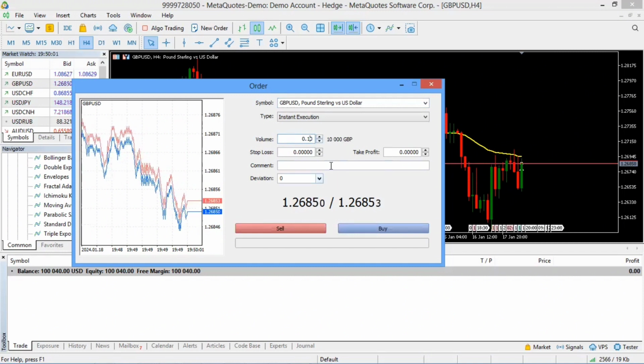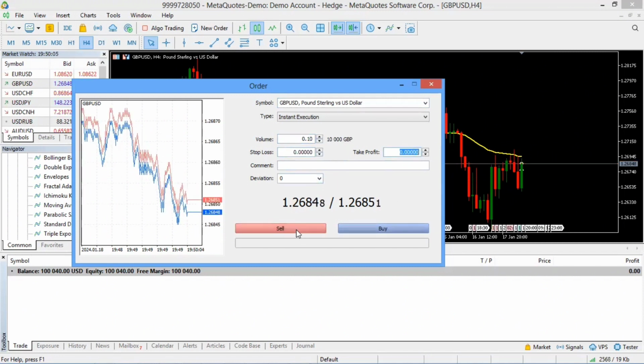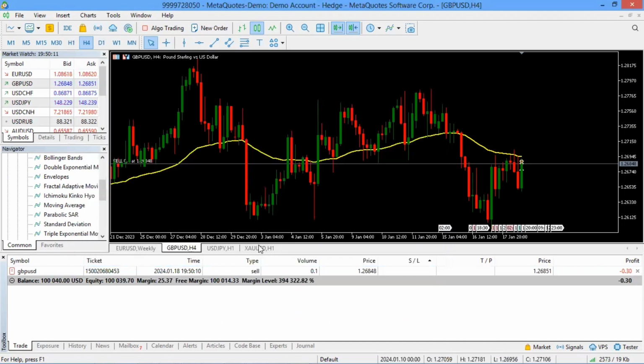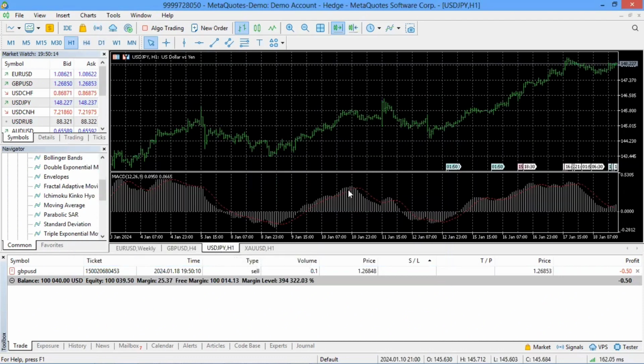So 0.1. For now, you might not bother with stop loss and take profit. Just pick your trade, then after a while, you can close it yourself. Just pick it. So, sell. All right, I'll open another position.